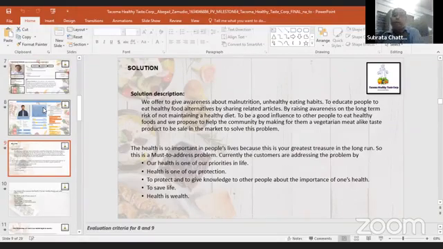Currently the customers are addressing the problem by making health one of the priorities in their life. Health is one of our protections, and to protect and give knowledge to other people about the importance of one's health, to save life, and health is wealth. So these are the solutions that this particular team who has developed this venture wants to come up with.